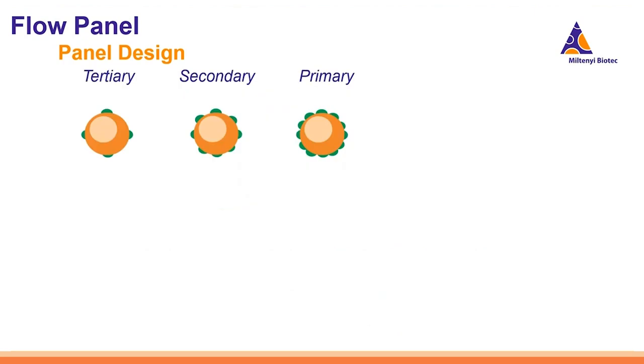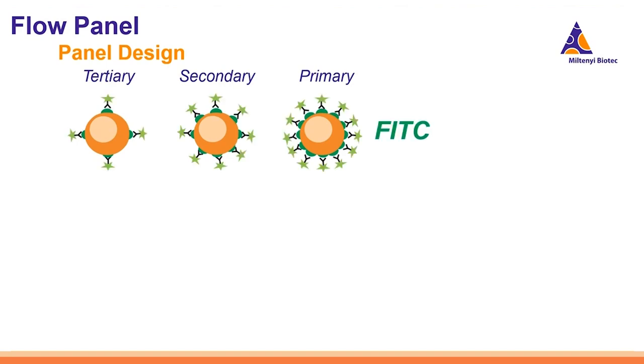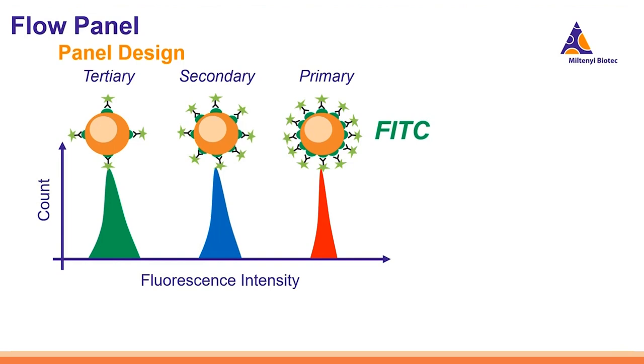Looking at the topic of dimly versus brightly expressed antigens, we typically consider antigen expression in tertiary, secondary, and primary levels. And this just means that if we took the same fluorophore, something like FITC, and stained our cells with that fluorophore, there are more binding sites depending on these three levels of expression. And looking at fluorescence intensities for these three situations, you're just going to have a higher fluorescence intensity due to the fact that we have more FITC fluorophore molecules on the cell surface.